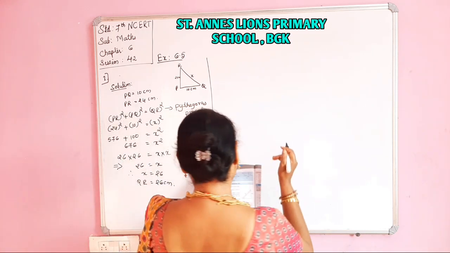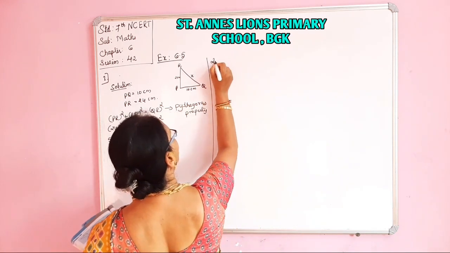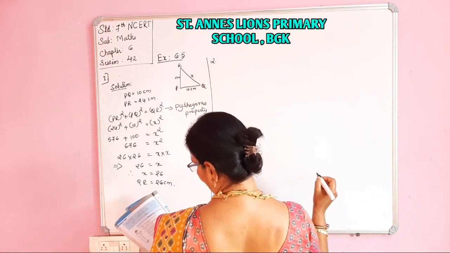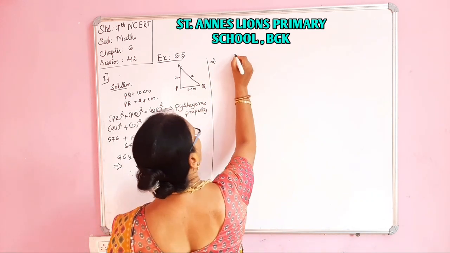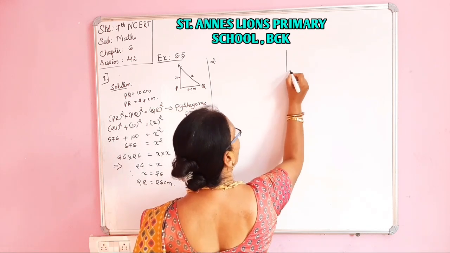Now second problem. ABC is a triangle right angled at C. See here, ABC is a triangle. On a rough diagram we will draw.